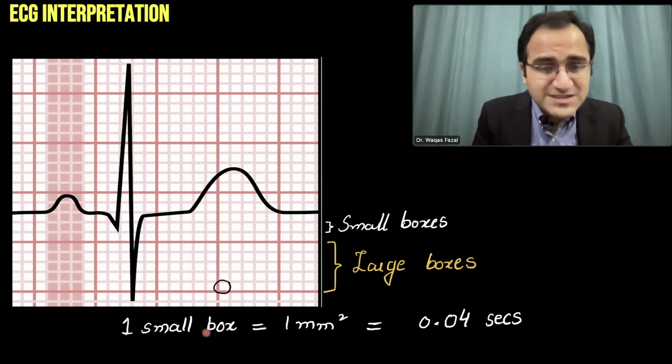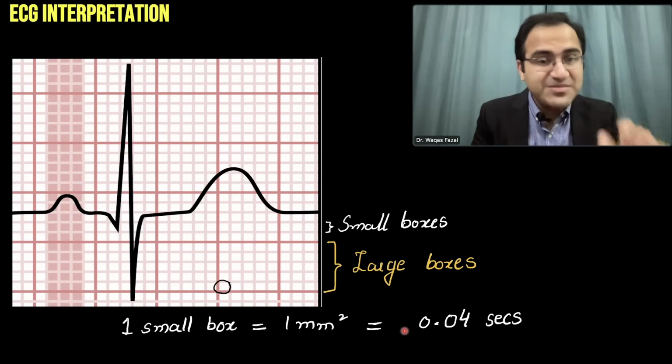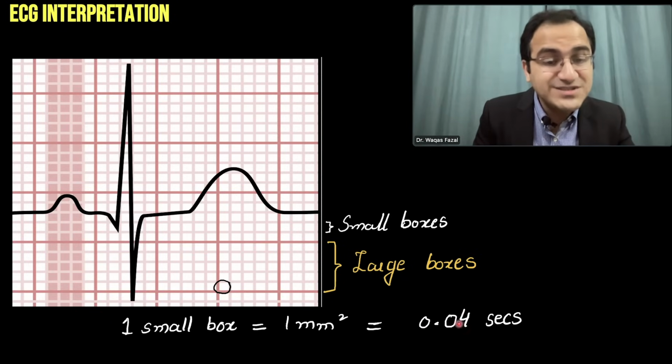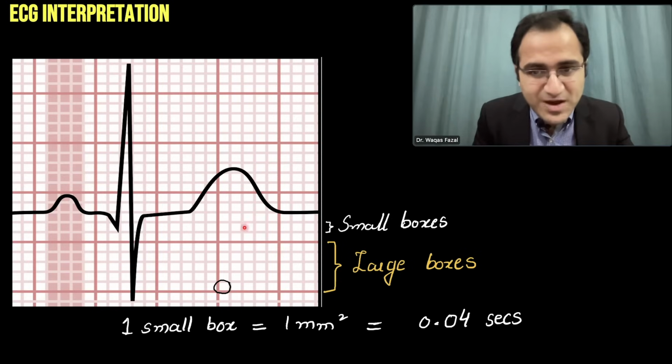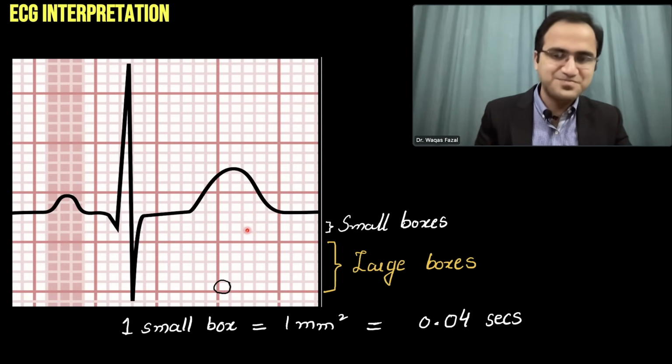And that one small box in time is equal to 0.04 seconds. Very important, must memorize this. One small box is equal to 1 millimeter square, and one small box is equal to 0.04 seconds.